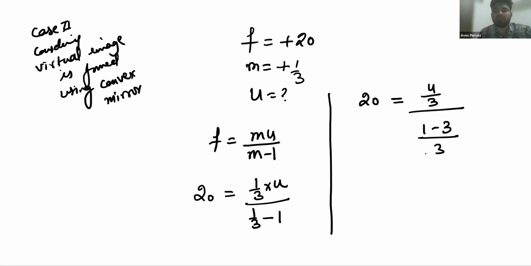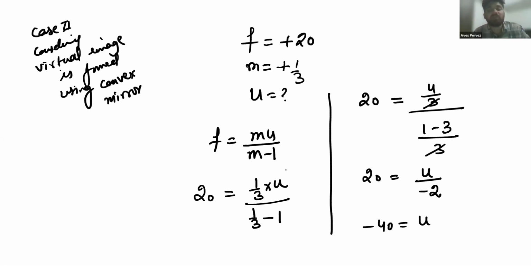Now this 3 and 3 will get cancelled. This is 20 is equals to u upon minus of 2. This minus of 2, you will get u is equals to minus of 40. Don't think that it is coming on the radius of curvature.